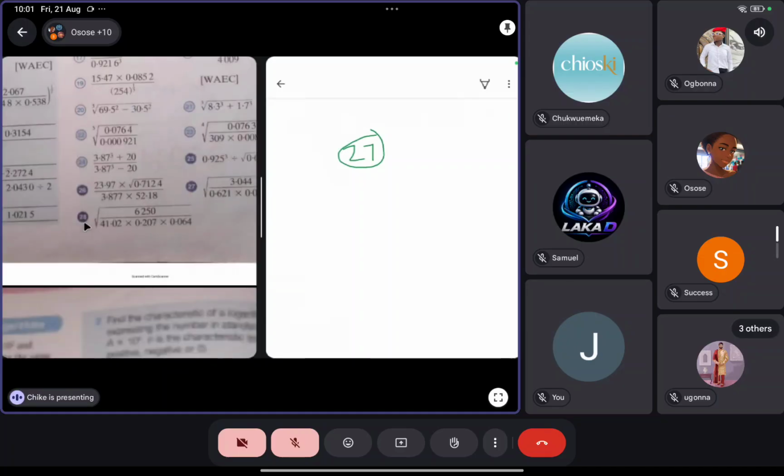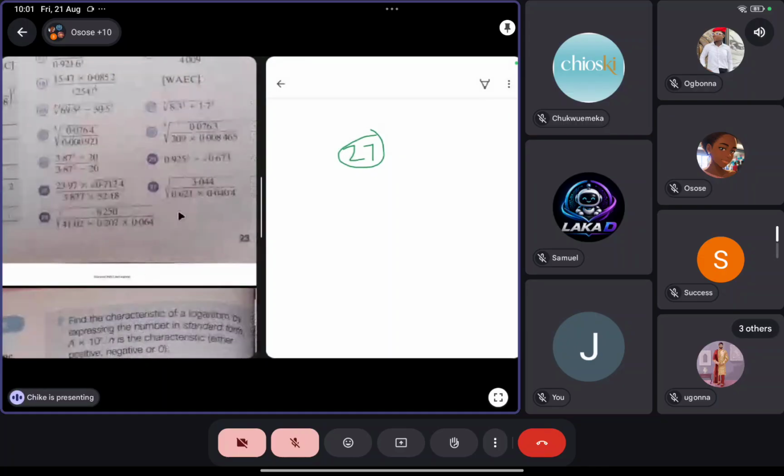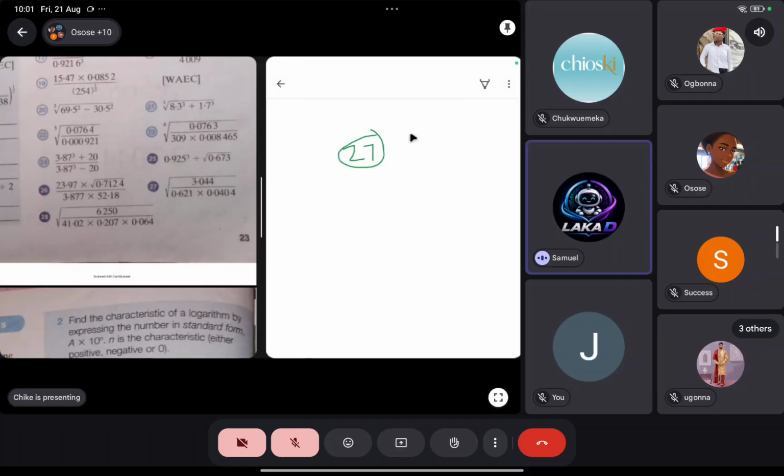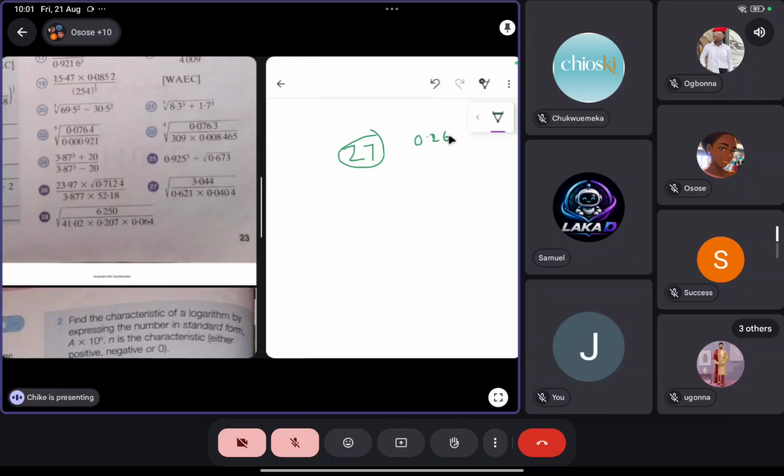Okay, let me just pull it out here. Question 20 is this long thing. Sorry, give me the answer again. 0.2623. 0.2623. Yes. Any other one?